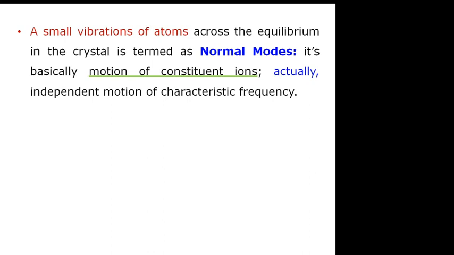So the bond curve that we made, attractive energy, repulsive energy and the summation of attractive and repulsive energy, the parabolic curve that was coming, the deep valley point of that curve is the stable or the equilibrium position. So a small variation of an atom across the equilibrium in the crystal is termed as normal modes.